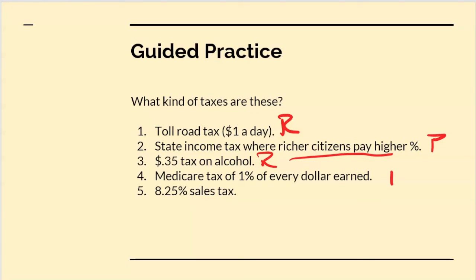Number four, Medicare tax of 1% of every dollar earned. Well, that is a proportional tax. The reason why is 1% of every dollar earned. So if you make $10,000, they're taking 1% of that. If you're making $1 million, they're taking 1% of that. So that is a proportional tax. Lastly, 8.25% sales tax. This example we used in the last slide. We know that that is a regressive tax because that 8.25% hurts poor people more than it does richer people.